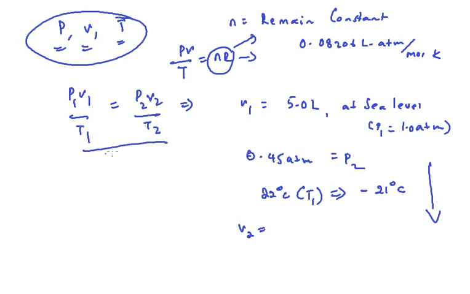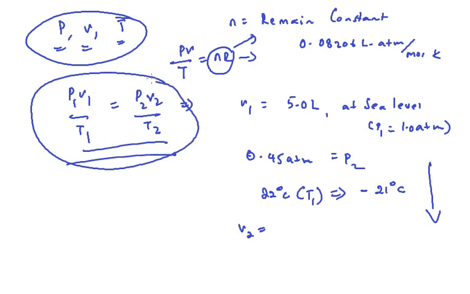So in that case, this is the best formula that will help us in our situation. Why do I say it is the best? Because pressure is changing, volume is changing, temperature is changing. The only values that are not changing are the n value and the R value. So we have to deduce V2 from here.